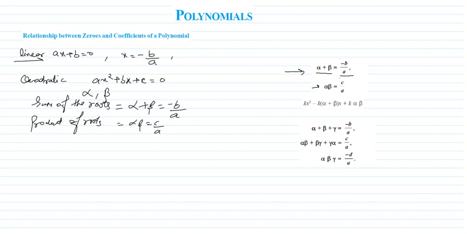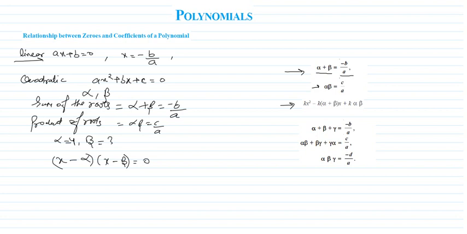Suppose we know the value of alpha plus beta and the value of alpha beta, we can directly plug these values into this equation and we can get the quadratic equation. And suppose we know alpha is equal to 4 and beta is equal to 3, we can simply write x minus alpha, x minus beta is equal to 0, and we can solve this to get the quadratic equation.